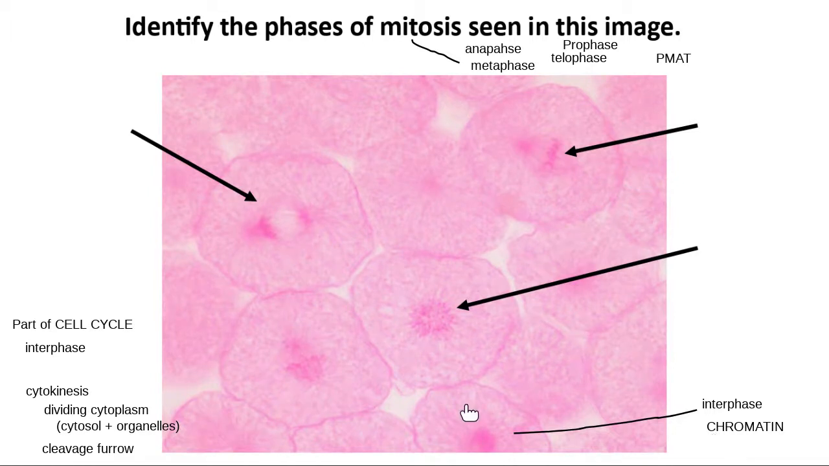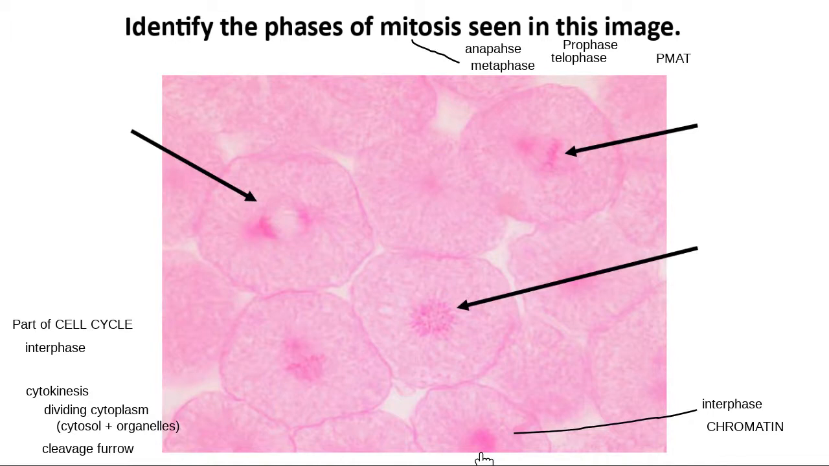So this particular cell down here, if I had this one labeled, I would ask you, which part of the cell cycle is this cell in? And you would tell me that this cell is in interphase. So interphase cell down here, it's not doing mitosis. That's why its genetic information is all fuzzy and dark.